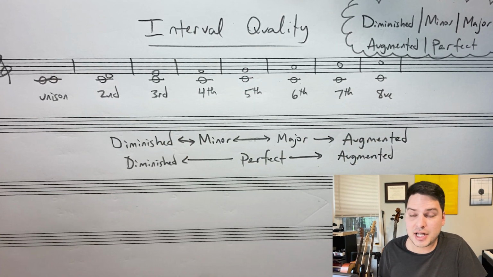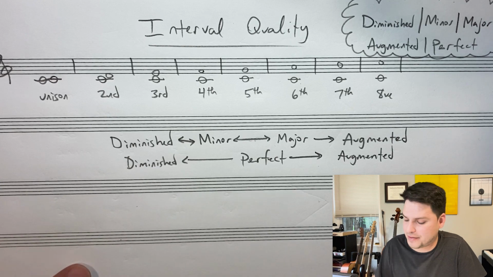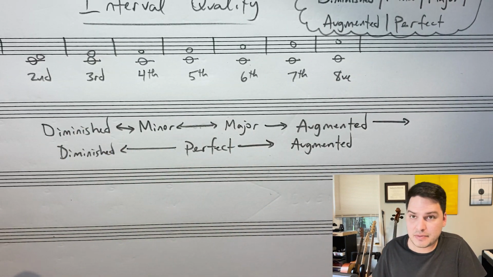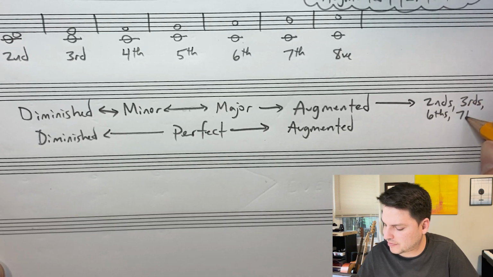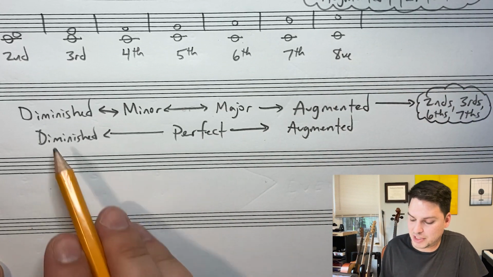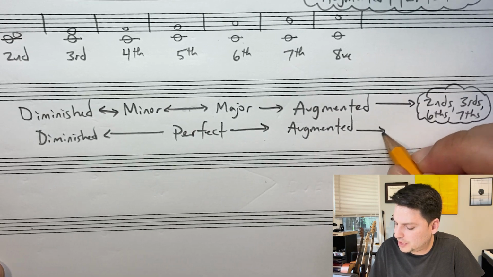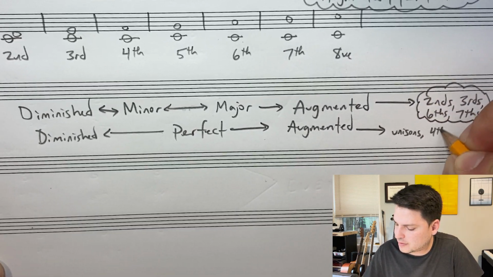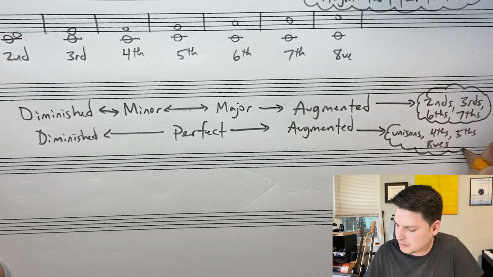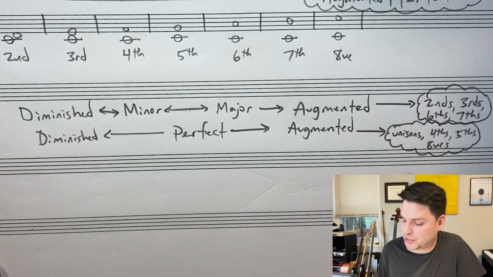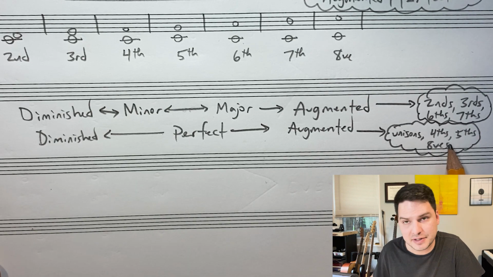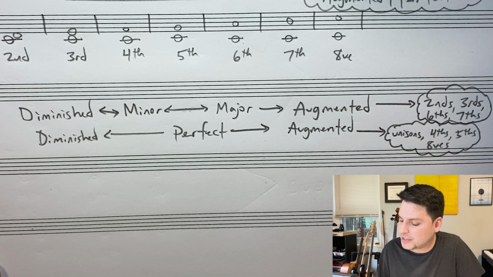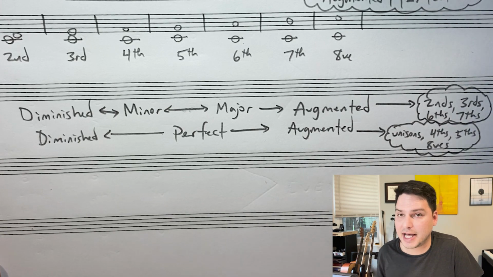So now we have to understand which intervals can be part of which path. For diminished, minor, major, augmented intervals, we can have seconds, thirds, sixths, and sevenths. For intervals that can be diminished, perfect, or augmented, we can only have unisons, fourths, fifths, and octaves. There's no such thing as a major fifth, a major fourth, a major unison, a major octave. It can only be perfect fourth, a perfect fifth, a diminished fifth, an augmented fifth, and so on. So it's really important to keep these 2 categories separate.